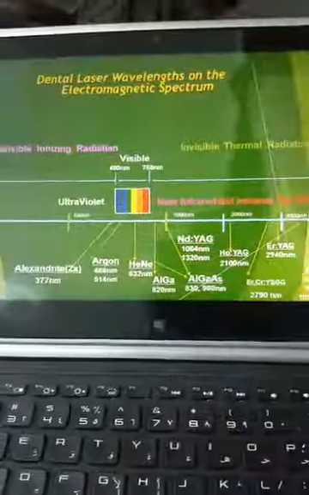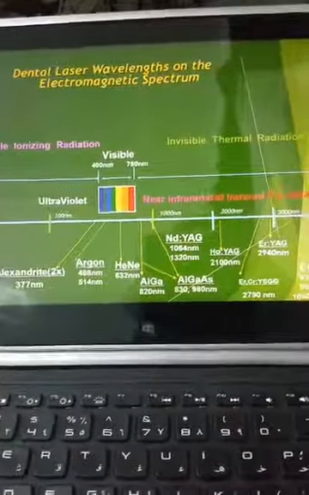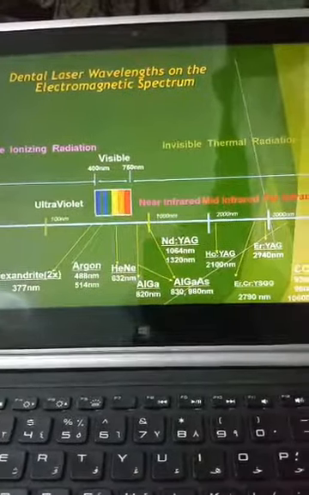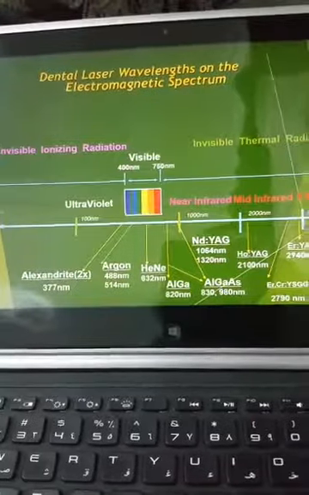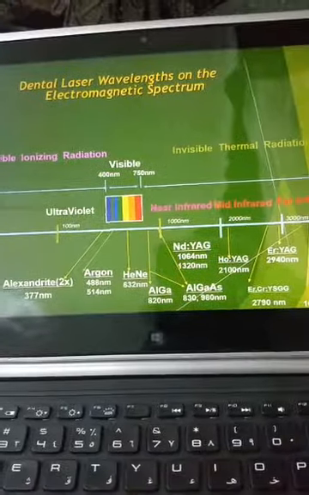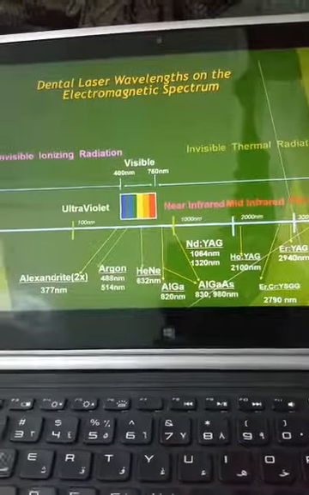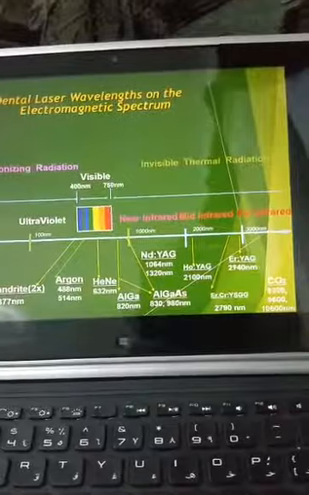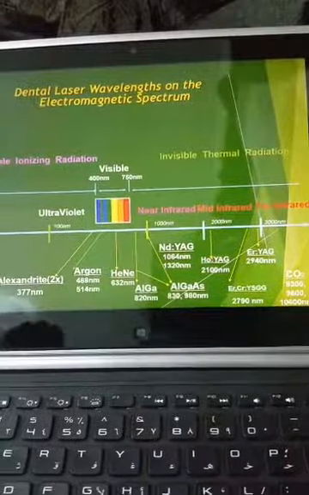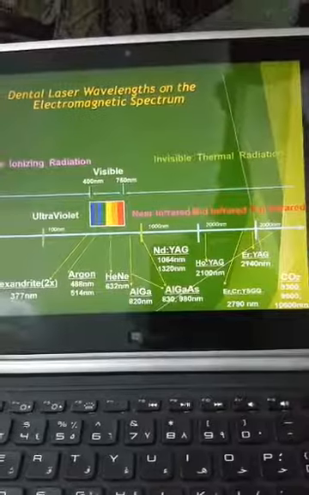We know that the light spectrum has the visible light, the ultraviolet, and the infrared. The visible light is between 400 nanometers to around 700 nanometers, and below 400 we call it ultraviolet, and those beyond 700 we call it infrared. In the infrared we divide it into near infrared, middle infrared, and far infrared. Most of the lasers we are using are in the visible and in the infrared.